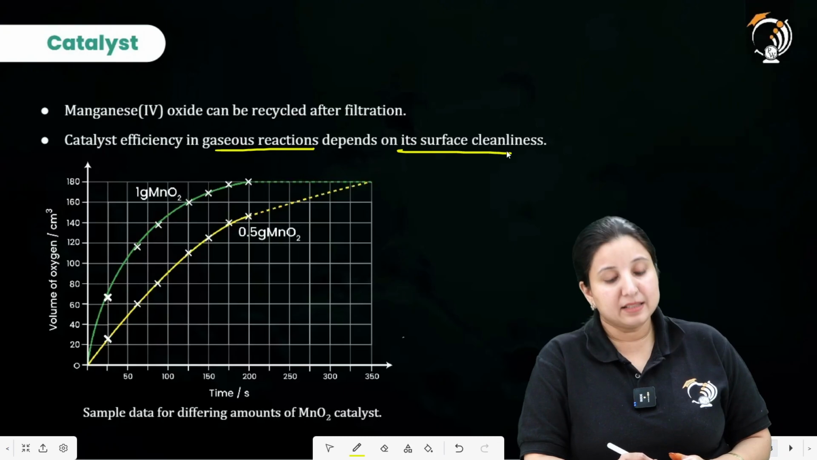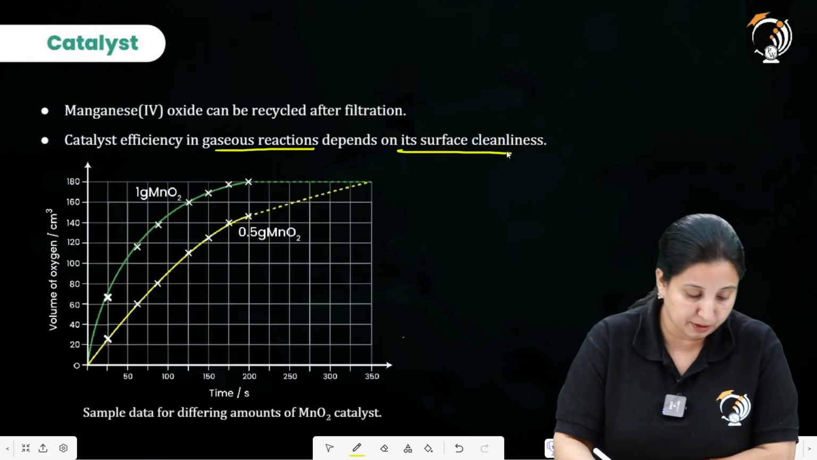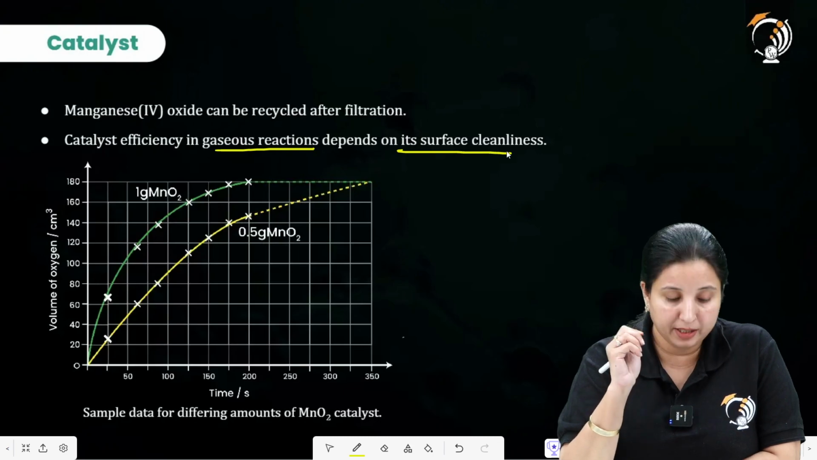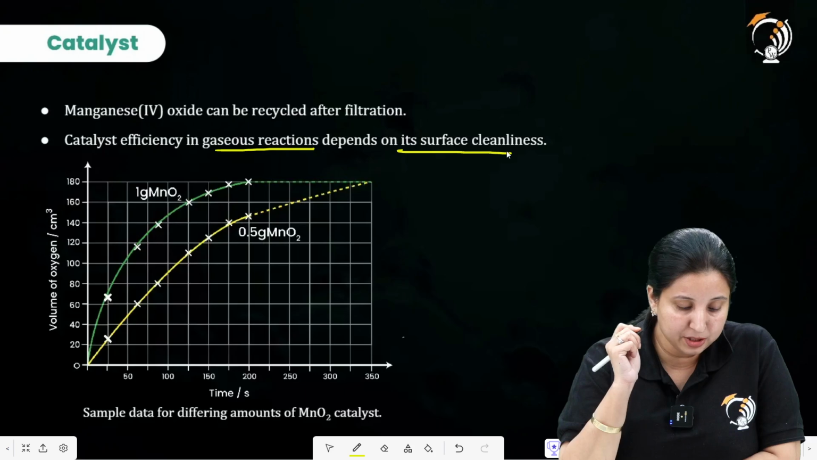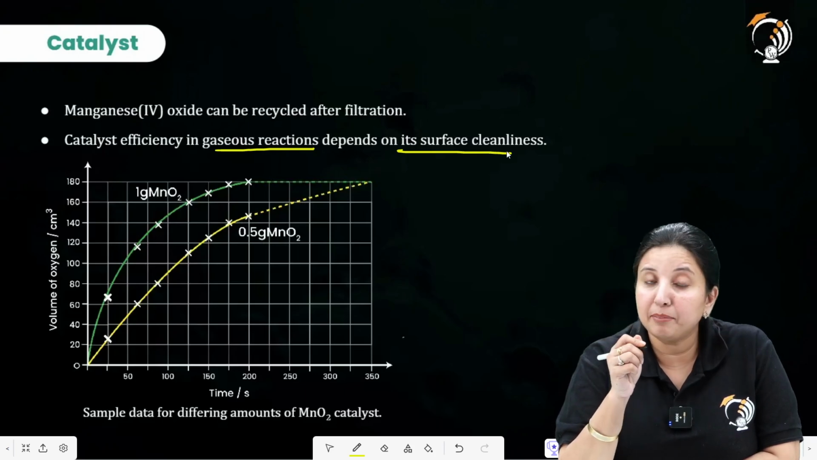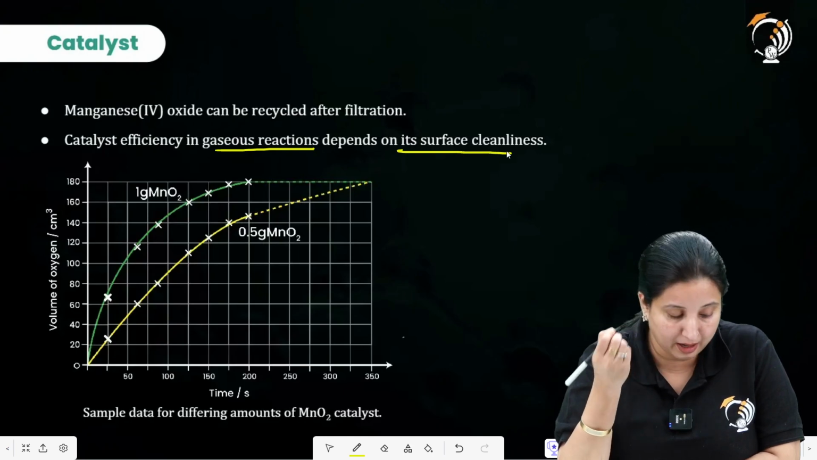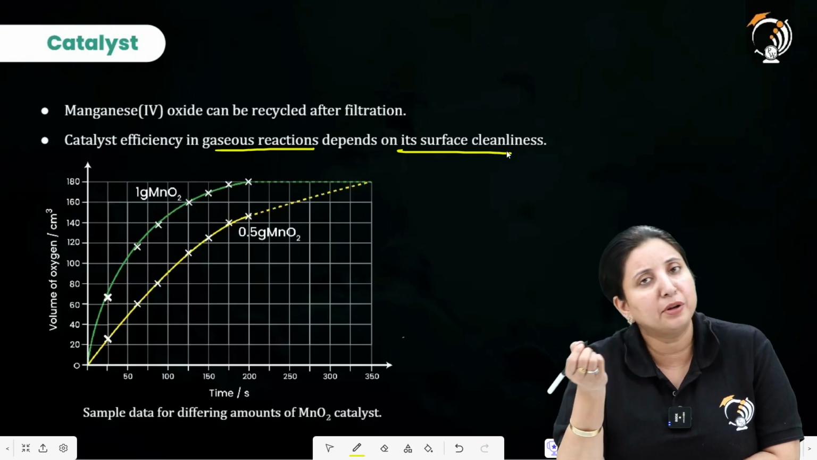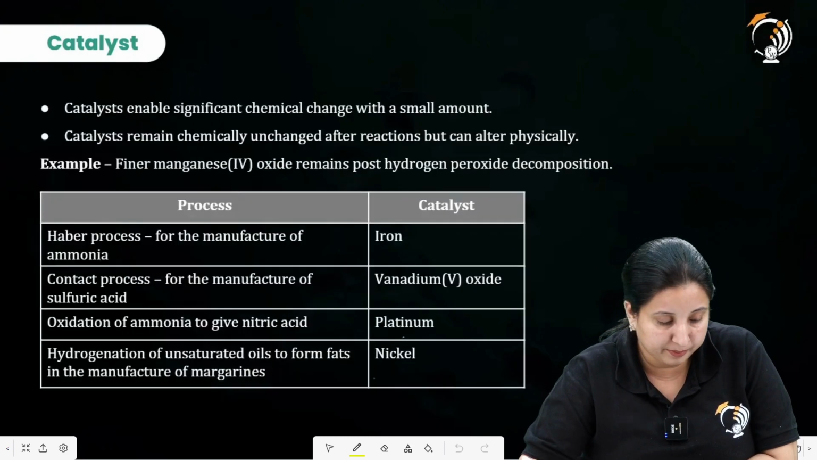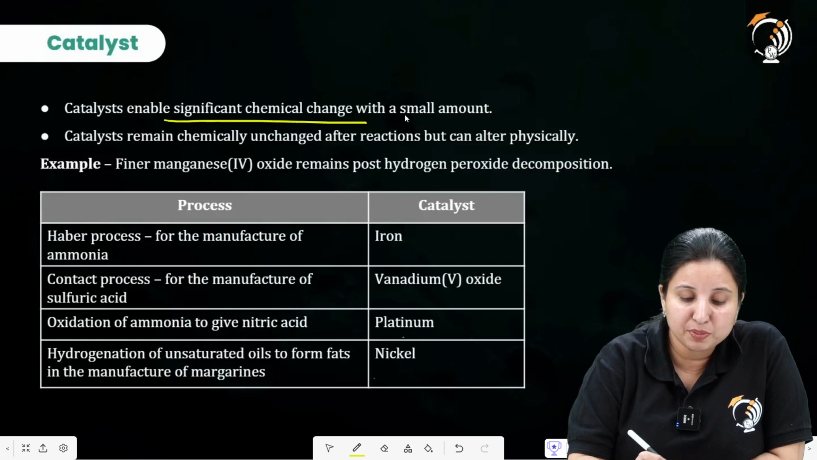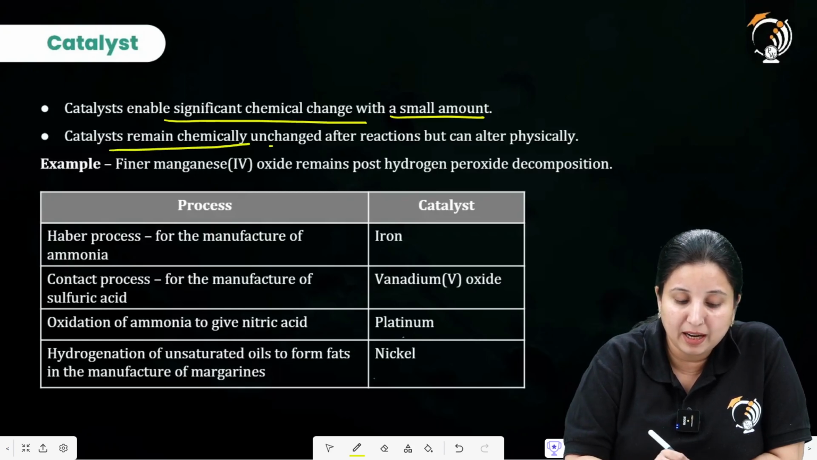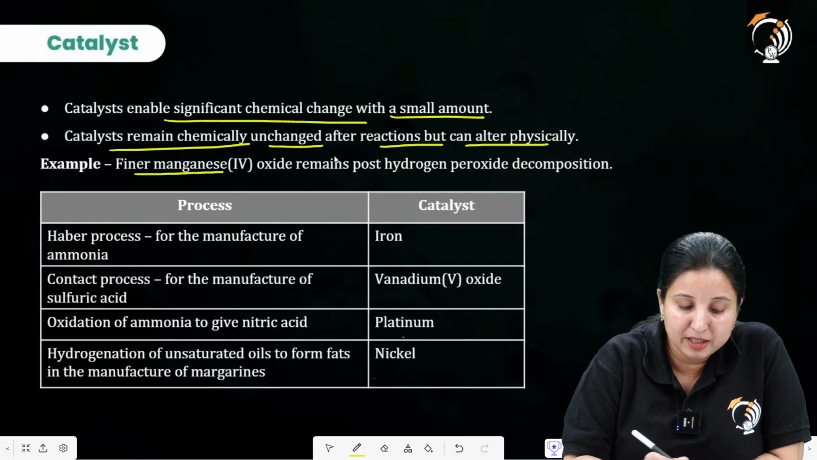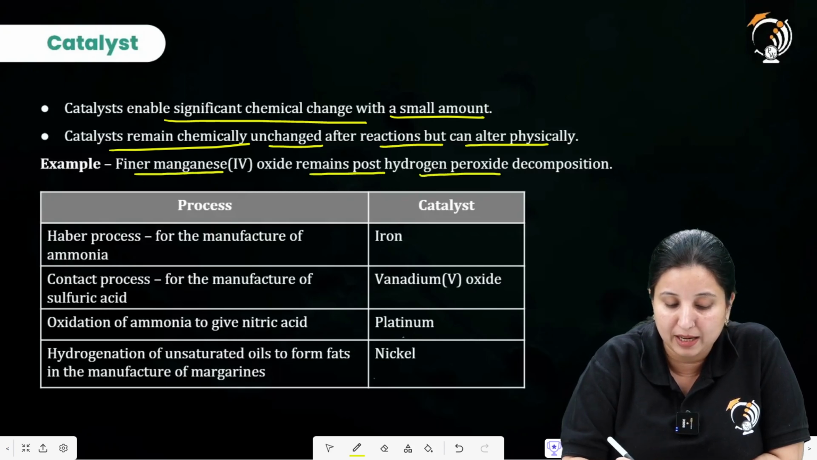So basically, catalysts are substances which speed up the rate of reaction without themselves being altered. In the case of the catalyst, at the higher temperature you are going to have a steeper gradient at the start of the curve, and it becomes horizontal sooner, and you are going to get the same amount of product. So a catalyst enables chemical changes with a small amount. A catalyst remains chemically unchanged after the reaction but can alter physically. For example, finer manganese(IV) oxide remains after hydrogen peroxide decomposition.